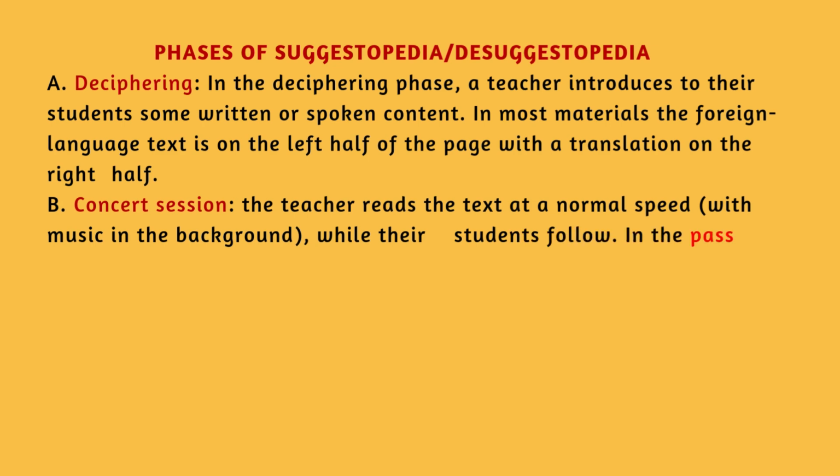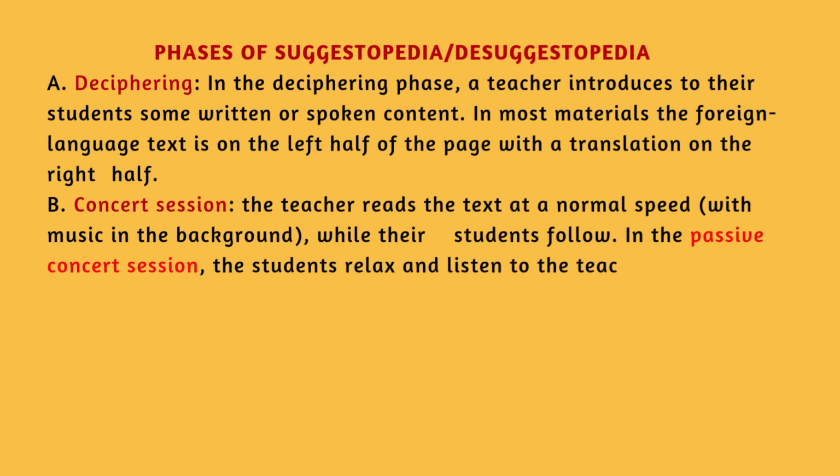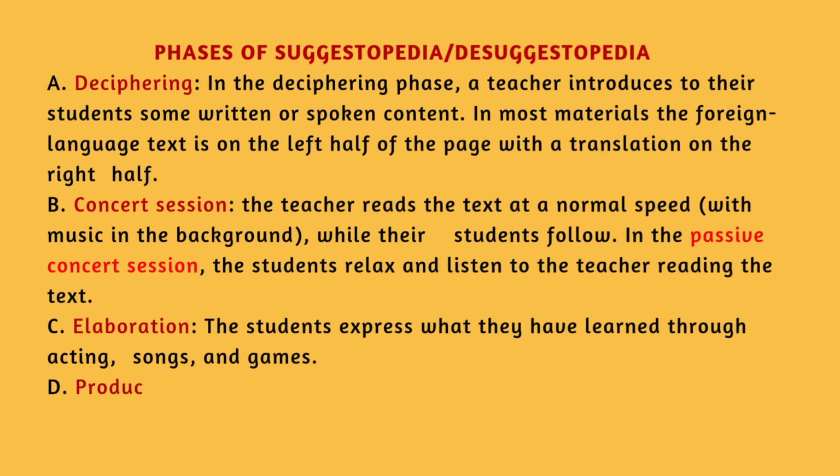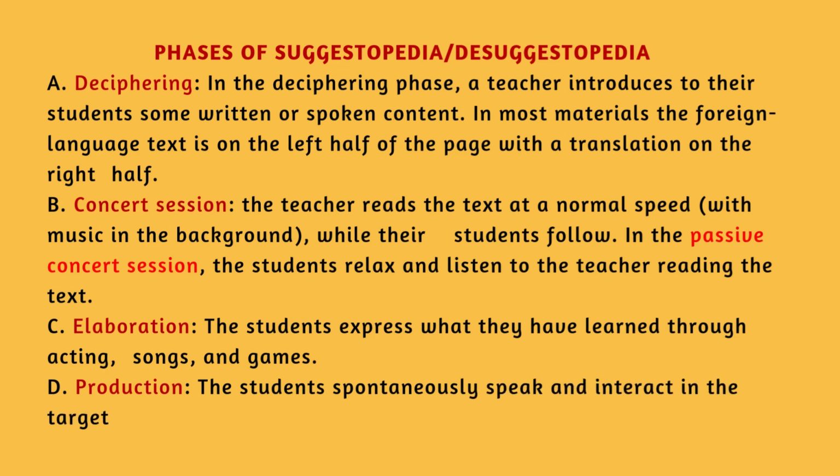Next is the concert session, and it's divided into 2, the active concert session and the passive concert session. For the active concert session, the teacher reads the text at a normal speed with music playing in the background, and students are asked to follow along in the reading. Now, in the passive concert session, the teacher reads again the story at a more relaxed pace, while students just relax and listen to the teacher, trying to absorb as much information, trying to relate the material to their experiences.